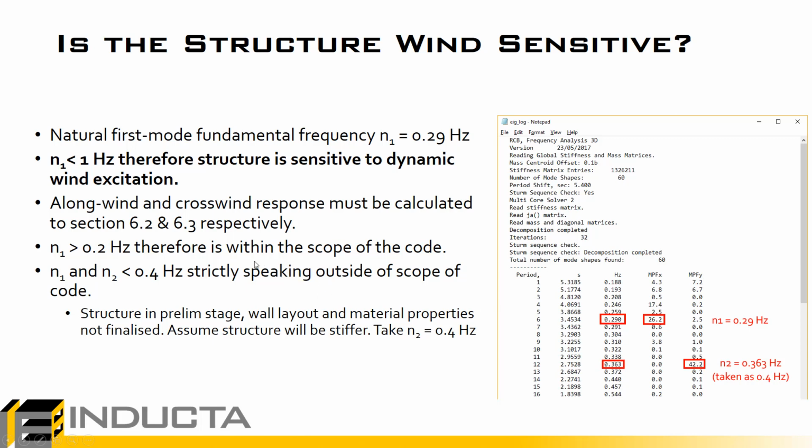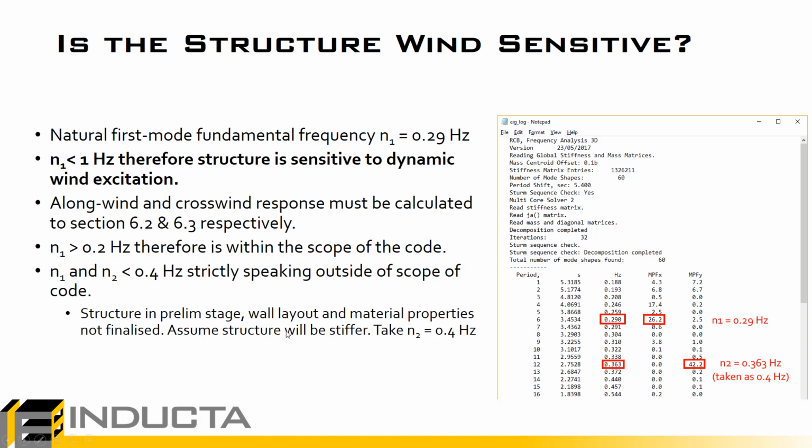So before we do the section 6 calculations, we have to see, are we within the scope of section 6? So N1 greater than 0.2 Hz, good. However, N1 and N2 are both less than 0.4. So strictly speaking, for these values, we can't use the code.